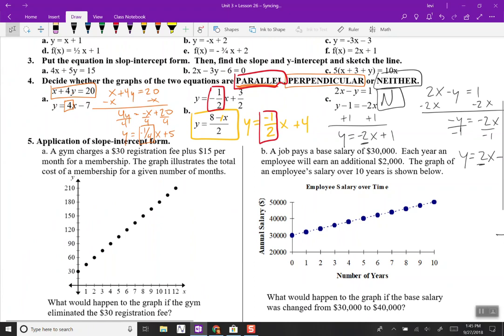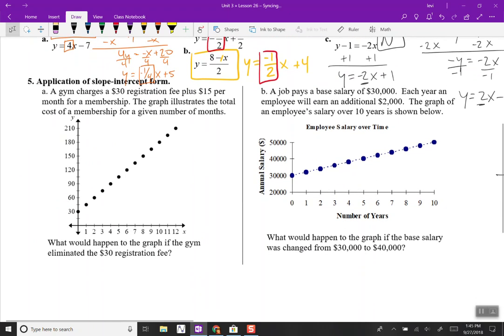Okay, 5, application of the slope-intercept form. A gym charges $30 registration fee plus $15 a month for a membership. The graph illustrates the total cost of a membership for the given number of months. What would happen to the graph if the gym eliminated the registration fee? So if it eliminated the registration fee, instead of starting at 30, where would you start? You'd start at 0. And then you'd still go up $15 per month.